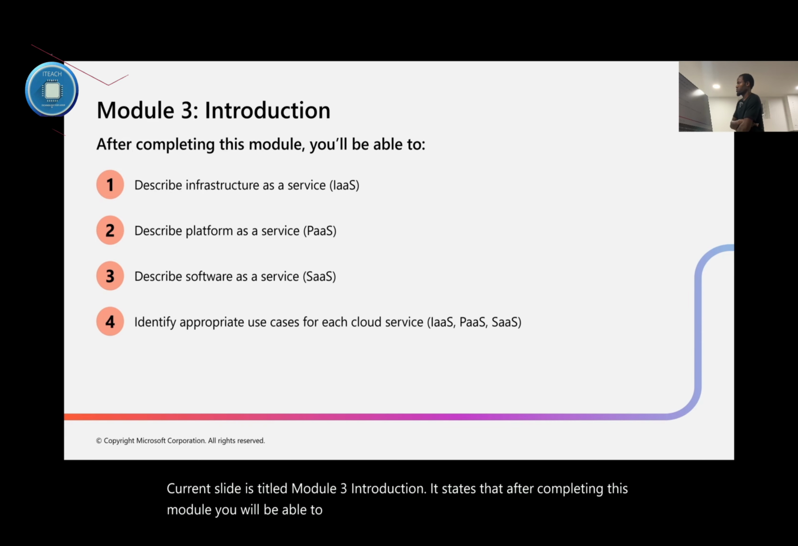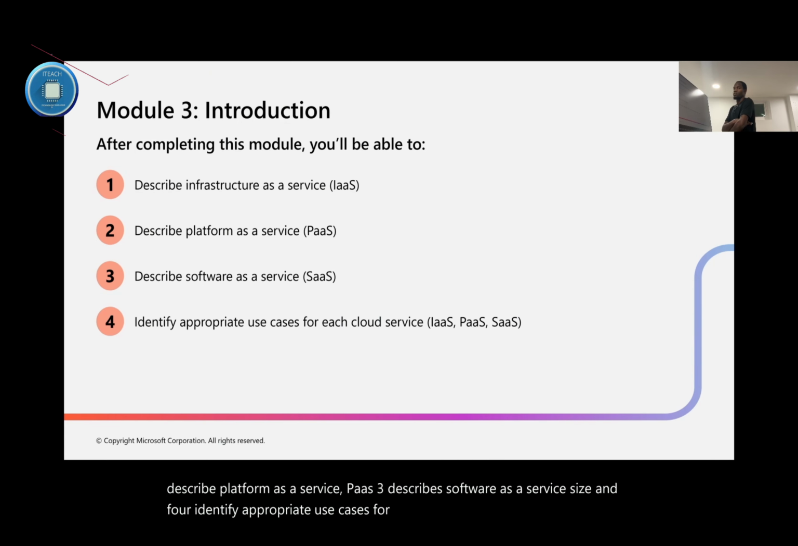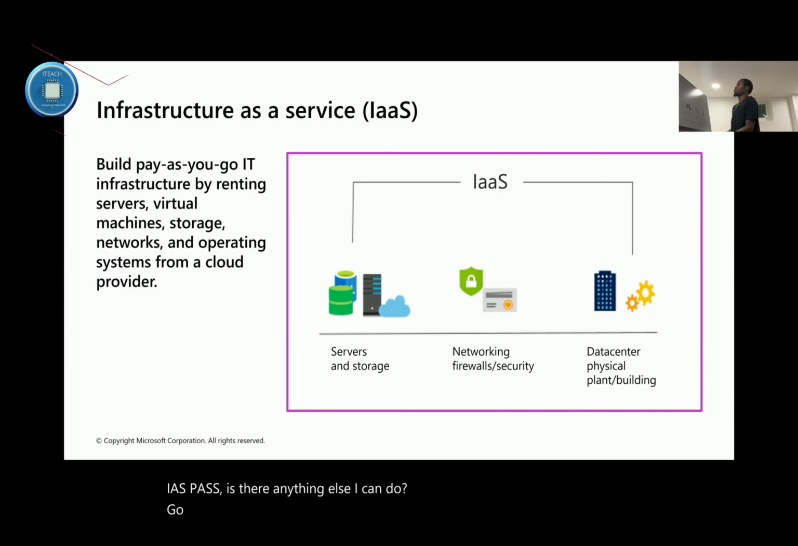Describe infrastructure as a service, IaaS. 2. Describe platform as a service, PaaS. 3. Describe software as a service, SaaS. And 4. Identify appropriate use cases for each cloud service, IaaS, PaaS, SaaS. Is there anything else I can do? Go ahead, explain infrastructure as a service and make it easier to understand.